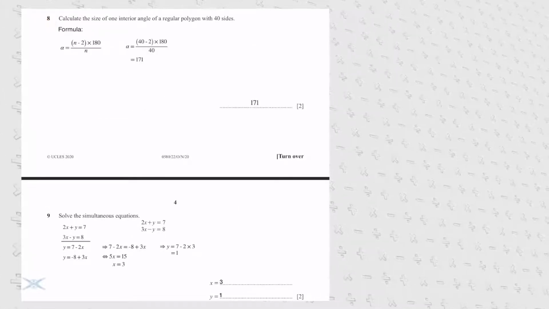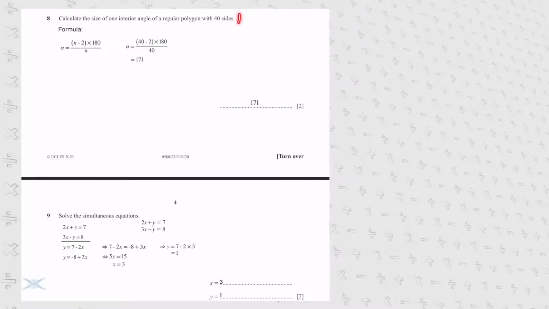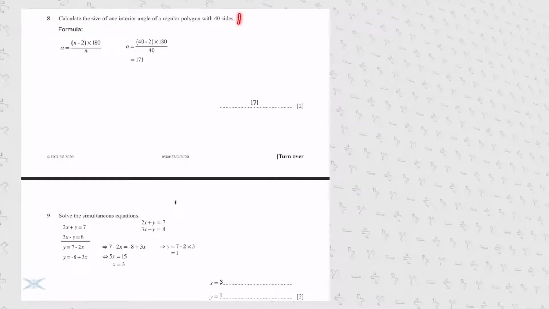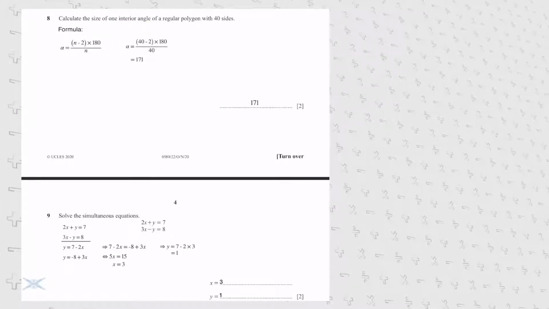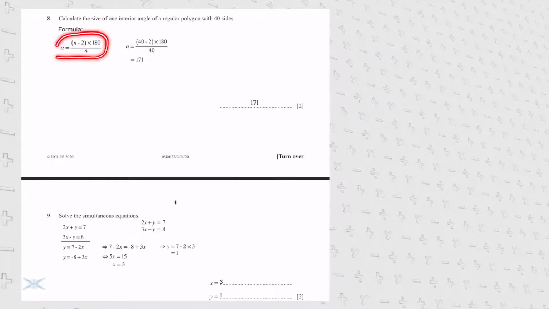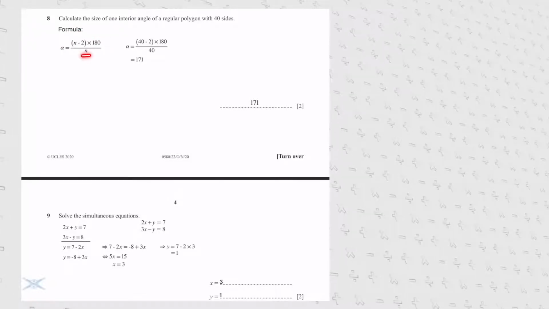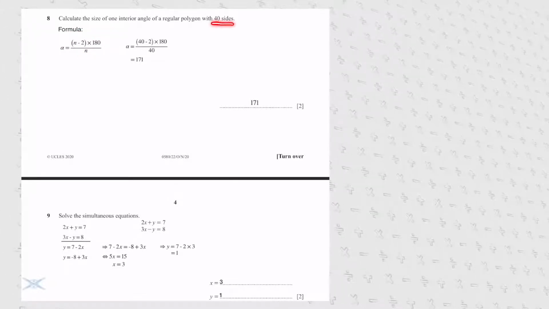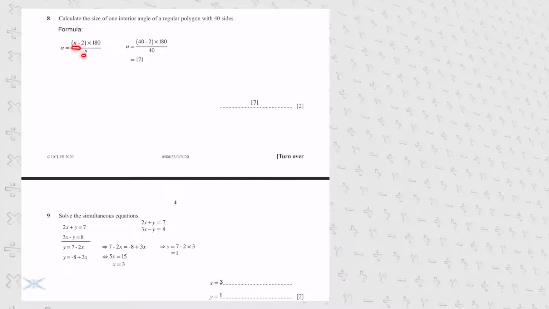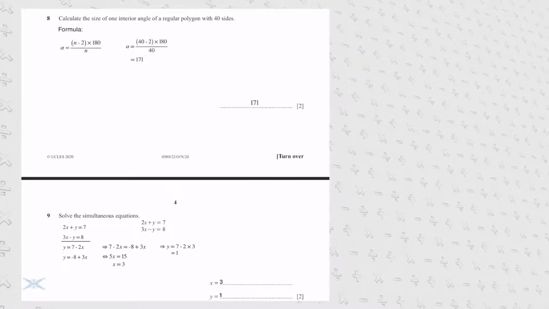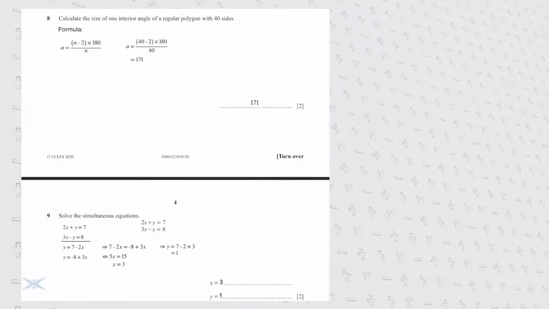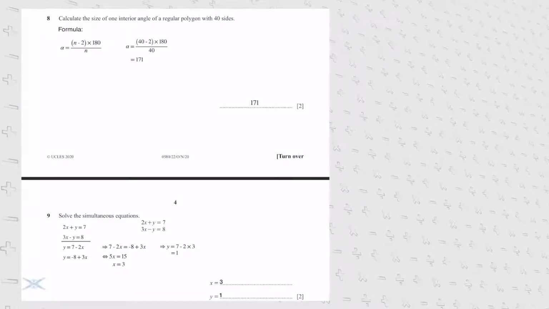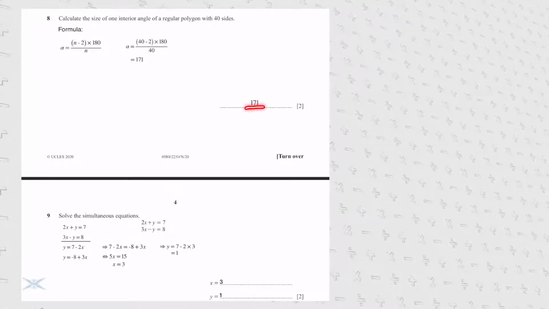Here we are required to calculate the size of one interior angle of a regular polygon with 40 sides. In order to determine that interior angle, we simply need to employ this corresponding formula, whereby the variable n represents the number of sides of this polygon. After substituting n with 40 and using our pocket calculators to determine the result of this expression, we arrive at the conclusion that the interior angle of that regular polygon is 171 degrees.